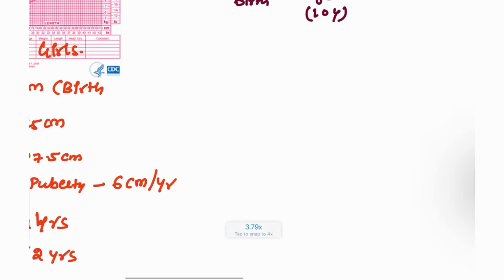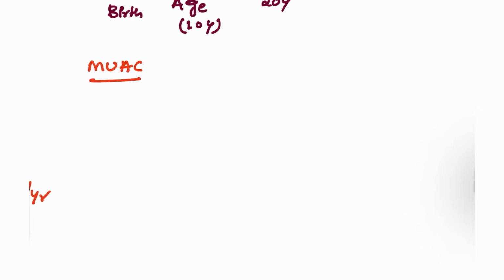Next, another thing that you have to remember here is the mid upper arm circumference. This is used for the nutritional status assessment for 1 to 5 years of child. Okay, and how we are going to use it? The Shakir tape is used.